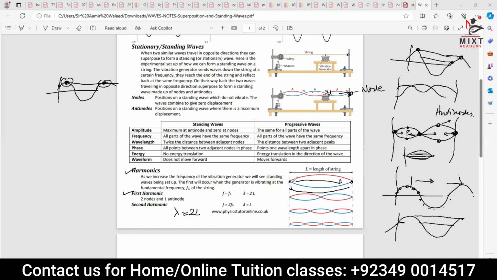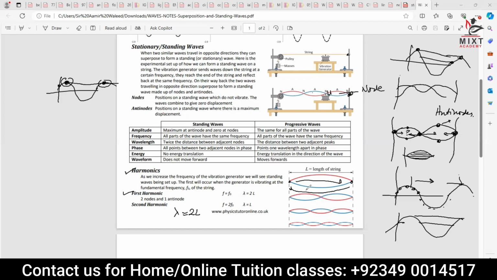Now let's talk about the second harmonic. Here the number of waves increases. When the number of waves increases, the lambda will be equal to L. Why will lambda be equal to L? Because we will be finding it for one wave, right? We are finding the wavelength of one wave. Actually, technically speaking, it should be 1, 2, 3, and 4.